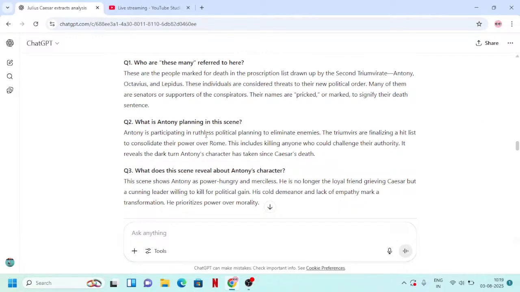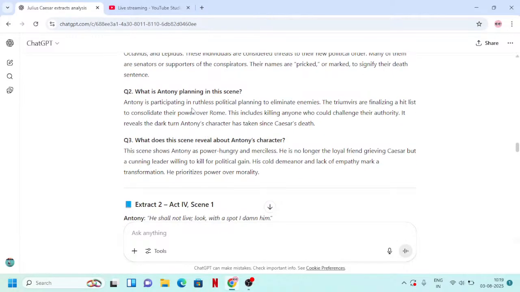Second question, what is Antony planning in this scene? Antony is participating in ruthless political planning to eliminate enemies, to stay in power. Antony wants to eliminate all the enemies and kill everybody who is against them. The triumvirates are finalizing a hit list to consolidate their power over Rome. This includes killing anyone who could challenge their authority, and it reveals the dark turn Antony's character has taken since Caesar's death. After the death of Caesar, Antony has become a villain, and this is a darker side of Antony's character we can see.